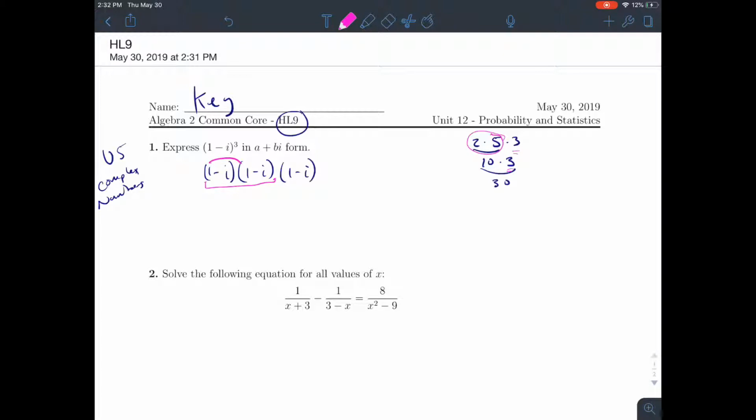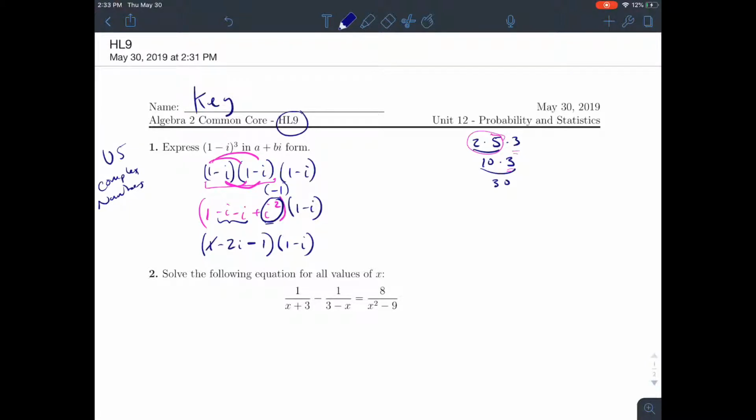So distributing here gives us 1 minus i minus i plus i squared. Now we have all of that times the original 1 minus i. You can keep distributing from here, but it's going to make our life easier if we combine some like terms. So here we have 1, minus i minus i is negative 2i, and then i squared, this is an important identity, i squared is negative 1. So when we add negative 1, it becomes minus 1. And we have all that still times 1 minus i.